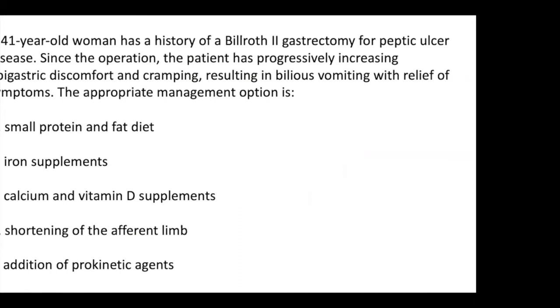A 41-year-old woman has a history of peptic ulcer disease since the operation. Symptoms. Option is the biliary limb, so this patient is having afferent.